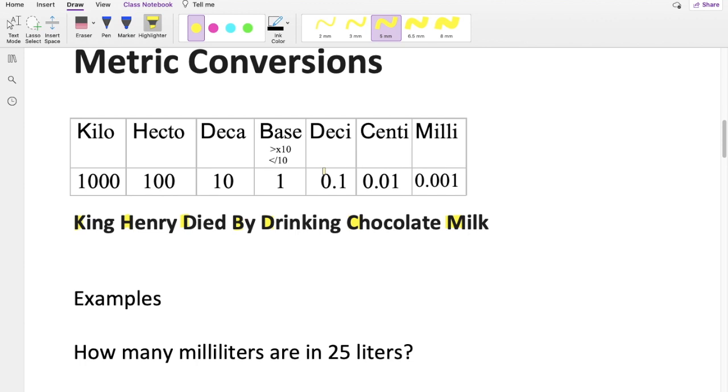So of these, kilo, base, centi, and milli are the ones that are going to be used 98% of the time on any kind of standardized tests.